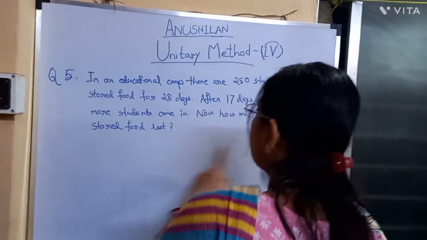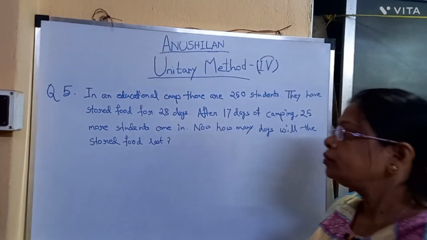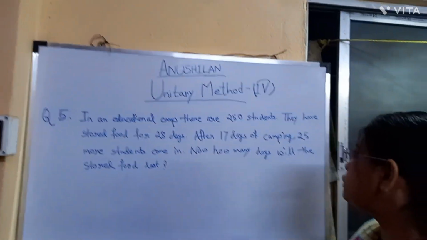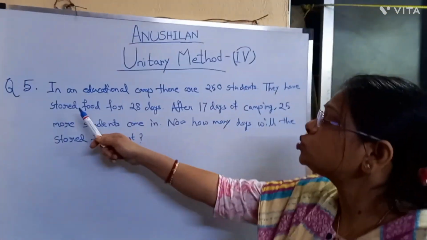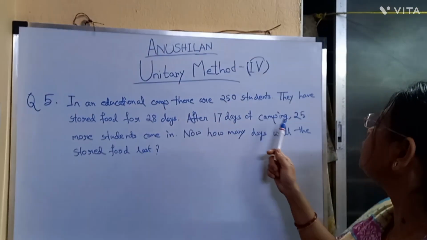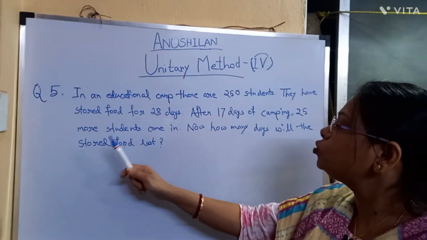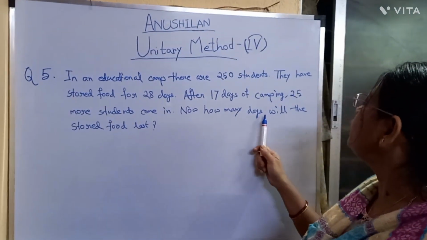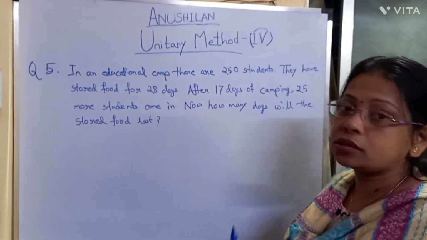Just look at the problem. In an educational camp, there are 250 students. They have stored food for 28 days. After 17 days of camping, 25 more students come in. Now, how many days will the stored food last?